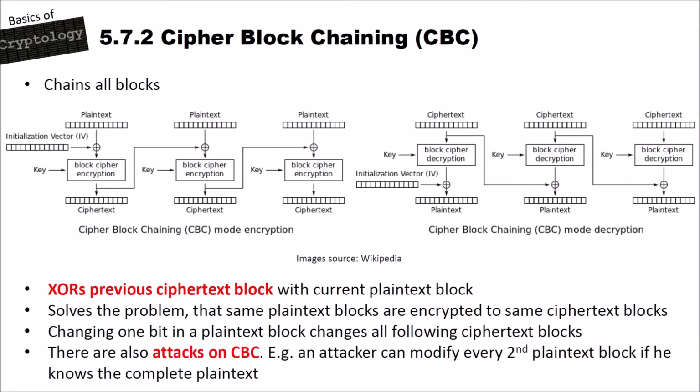Now let's have a look at a better operation mode, and that is the cipher block chaining mode, or short CBC. And the basic idea of the CBC mode is that it chains all of the plaintext blocks, as we can see here. So our first plaintext block goes into the block cipher, but it's XORed with a so-called initialization vector, or IV for short.